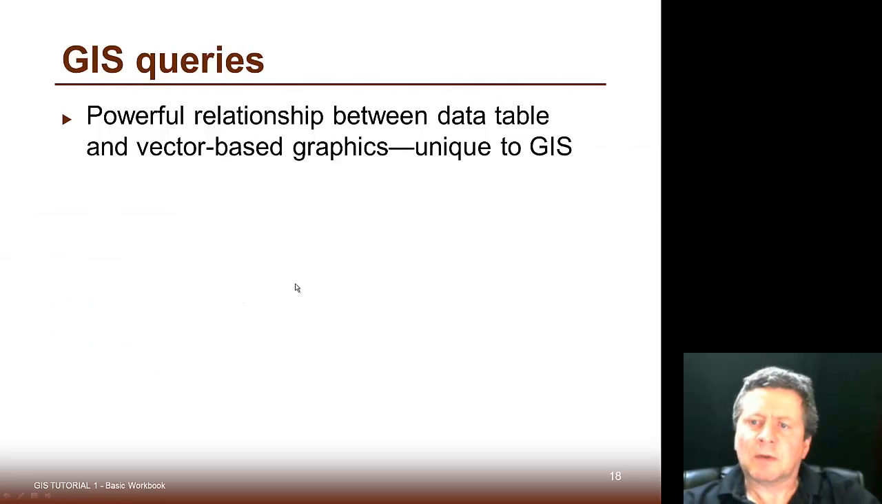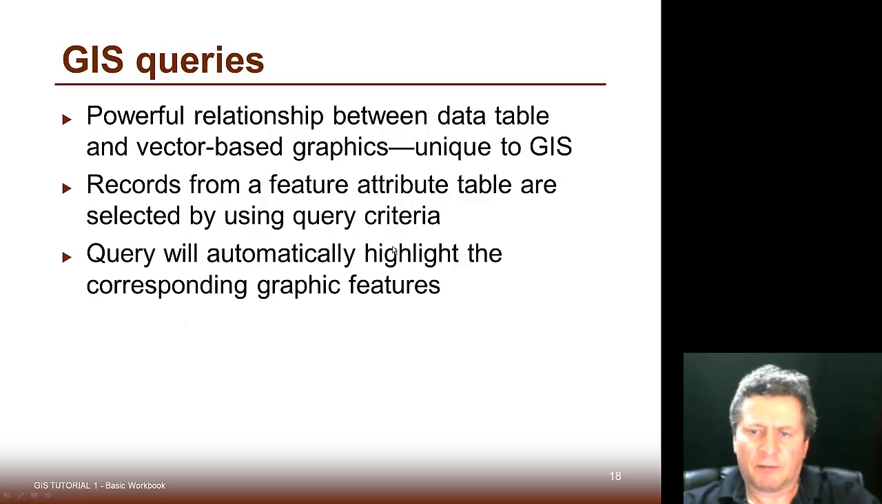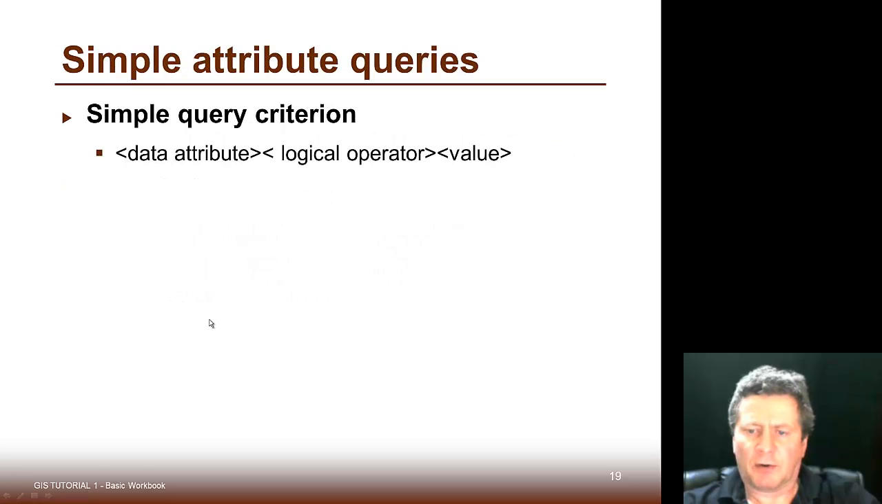Queries allow us to get a relationship between the vector graphics and the attribute table. What we can do is select from the attribute table, and it highlights the corresponding graphic features. So the criterion is: what are you after, what's the logical operator, and what's its value. So we establish these logic statements that are important to work through.